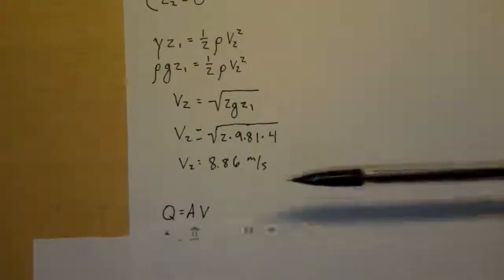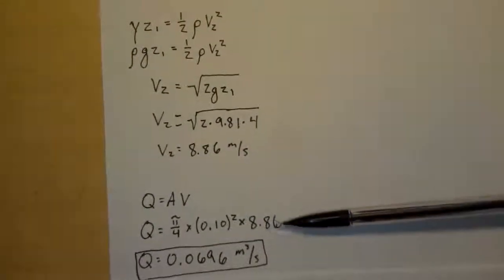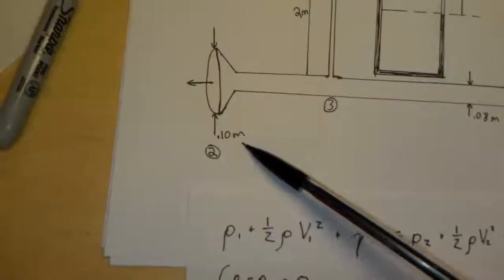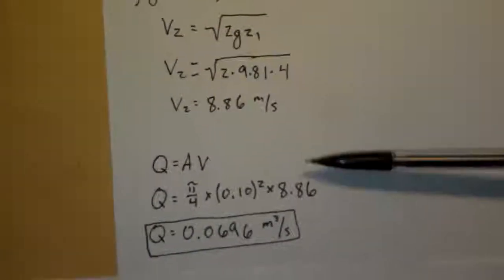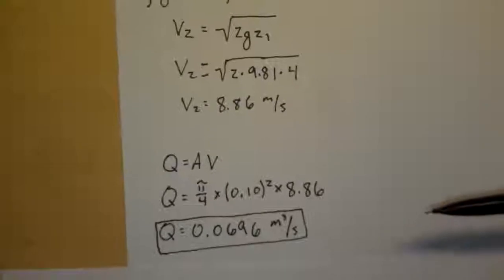Then, based on the flow rate equation, you know that it's area times velocity, and by solving for our area, we know the diameter is 0.10 meters right there. So going back to the equation, you have Q equals 0.0696 meters cubed per second, and that's your flow rate for part A.